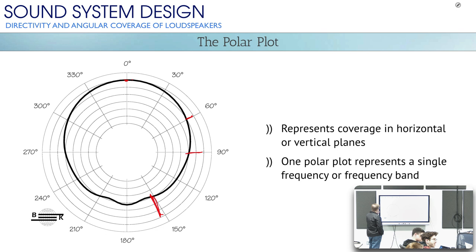So here's the problem with polar plots. Well, the good thing about polar plots is they're relatively simple to read, right? Hopefully you've all wrapped your head around this. This is not super complicated. The downside is you only get to look at one frequency at a time. This is the directivity for a particular frequency, and another frequency would be different. What if you overlay them?